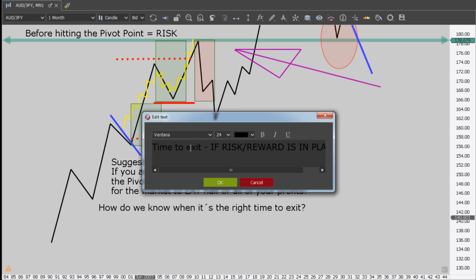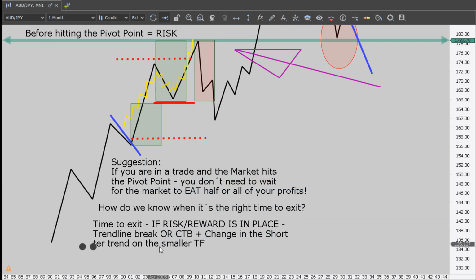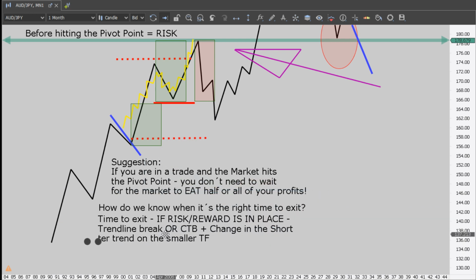So time to exit: if risk reward is in place, is the trend line break, or CTB, counter trend line break, plus change in the short term trend on the smaller time frame. This is the answer, everybody. How do we know when is the right time to exit?